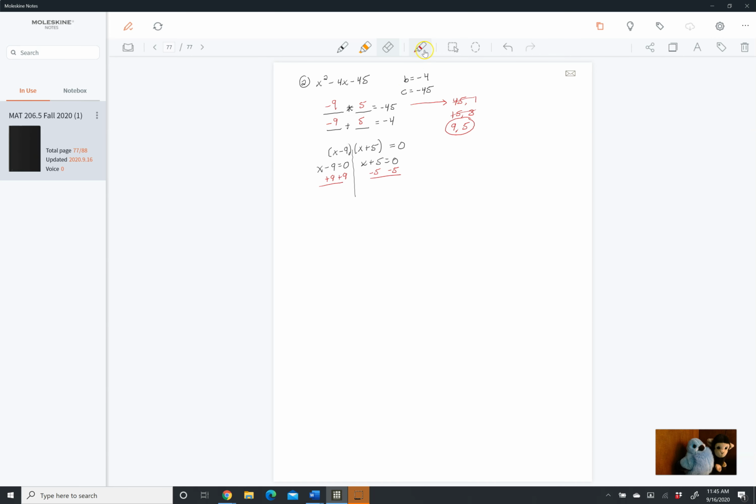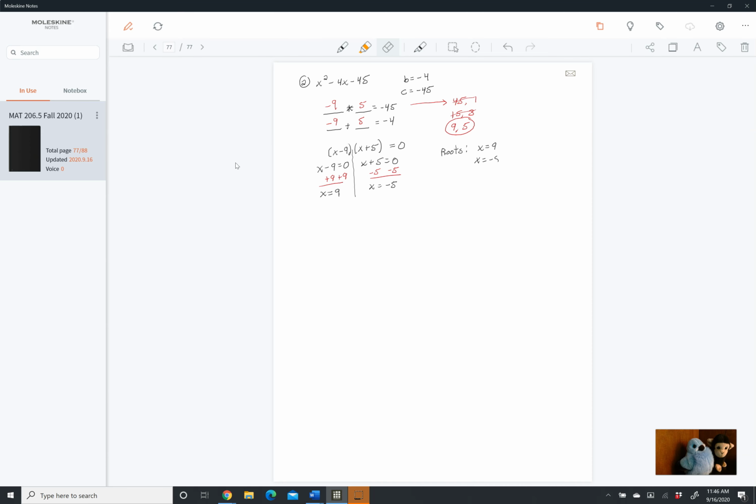Our roots are x equals positive 9. Notice our roots are just the opposite of what you see in here, right? This was a negative 9 because you're adding 9 to both sides. Your root winds up as a positive 9. And here your root winds up as a negative 5. So these are our roots. Again, sometimes you'll hear these called zeros.